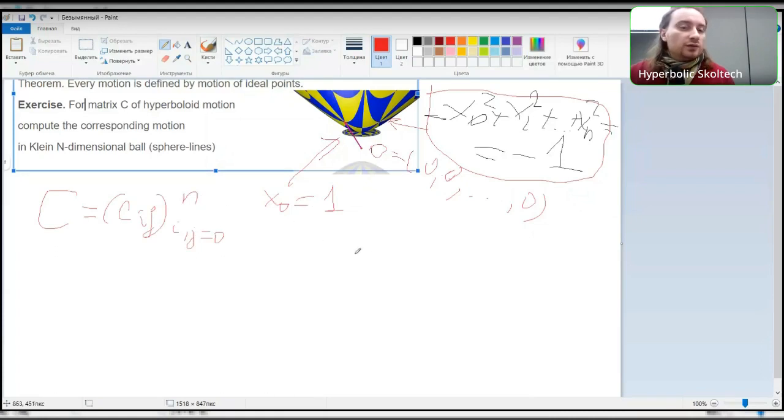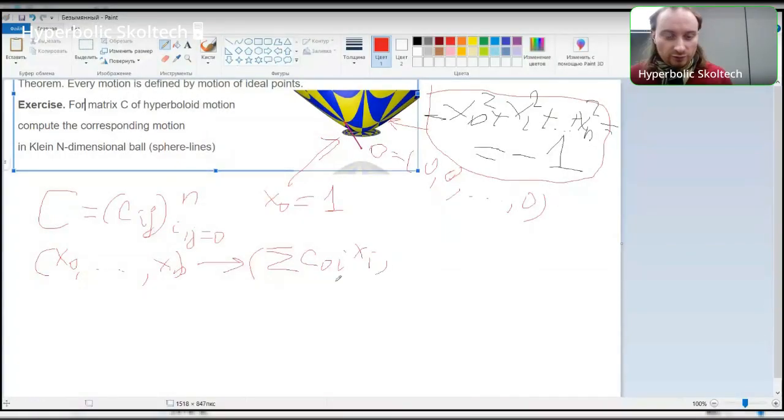And your x0 through xn, for a point on the hyperboloid, is just sent to C0i xi for the zeroth coordinate, sum over i. Here is C1i xi. This is just reminding, I'm not solving it. Cni xi, right? Sum over i. This is what matrix C does.